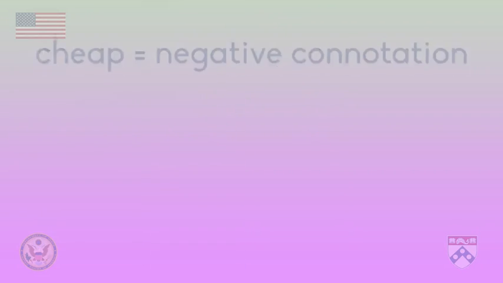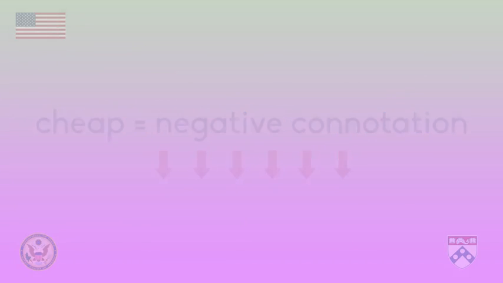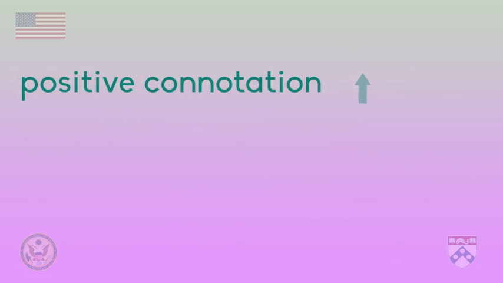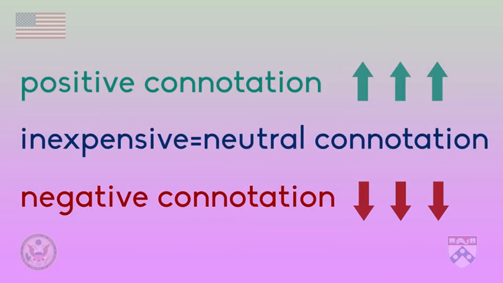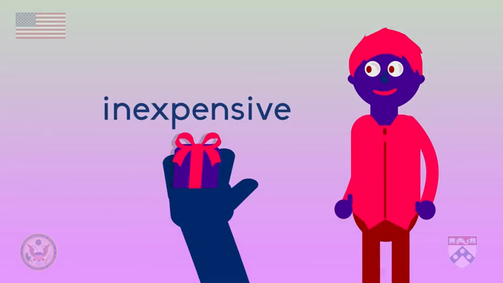Cheap has a negative connotation. It gives the feeling of poor quality. If I tell my friend Alberta that I brought a cheap gift to her party, she might be unhappy. Inexpensive, on the other hand, has a neutral connotation. This means it's not positive or negative. It's in between. If I tell Alberta that I brought an inexpensive gift to her party, she shouldn't be unhappy at all.